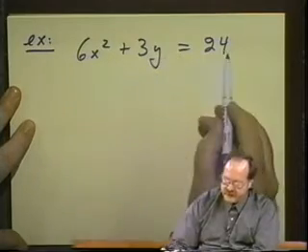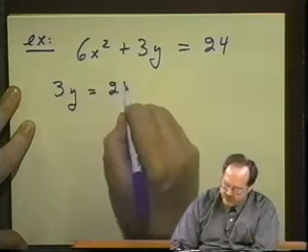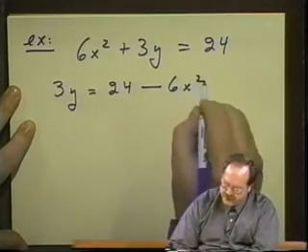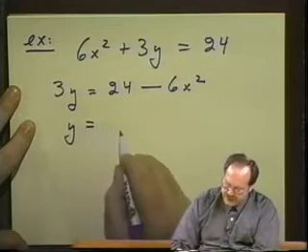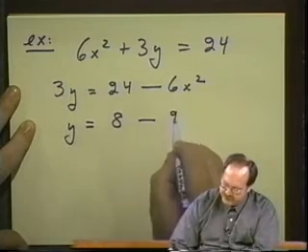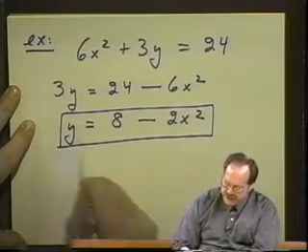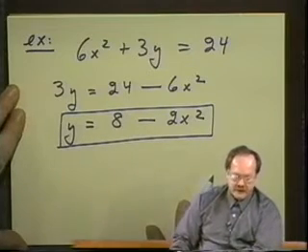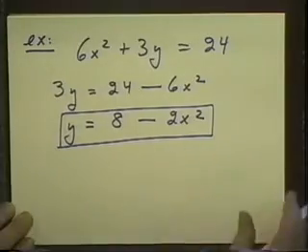I'll move the 6x squared to the other side. So I'll have 3y here. I'll have 24 minus 6x squared. And then I'll divide both sides by 3. So y will become equal to 24 divided by 3 is 8. 6 divided by 3 will give me 2x squared. So this is the equation I am now going to graph: 8 minus 2x squared. So, on to the calculators.